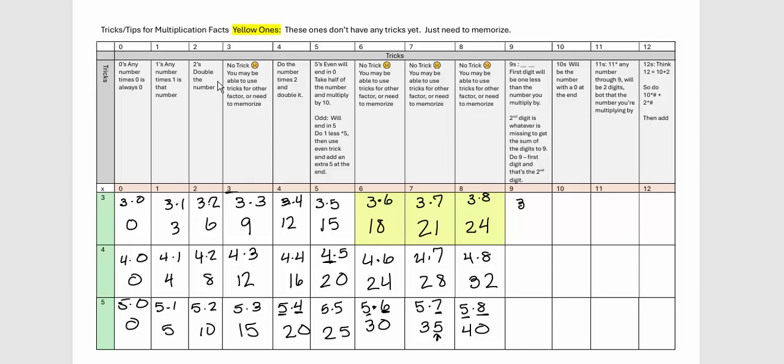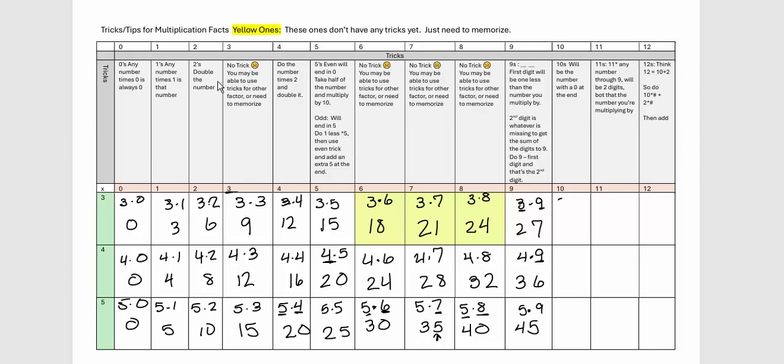Right. 3 times 9. First digit is going to be a 2 because it's 1 less. And then I have to do 9 take away 2, and that's 7. 4 times 9. First digit is going to be a 3, and then 9 take away 3 is 6. 5 times 9. First digit is going to be a 4, and then 9 take away 4 is 5.